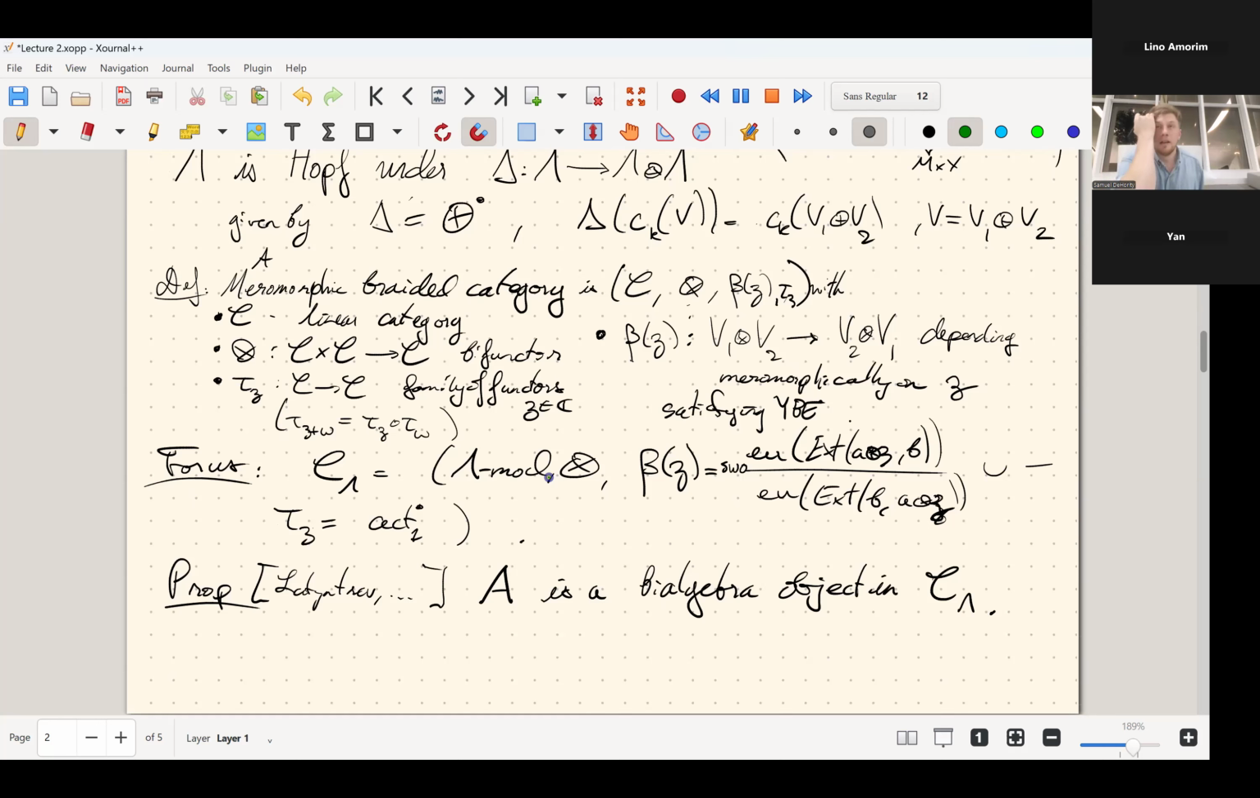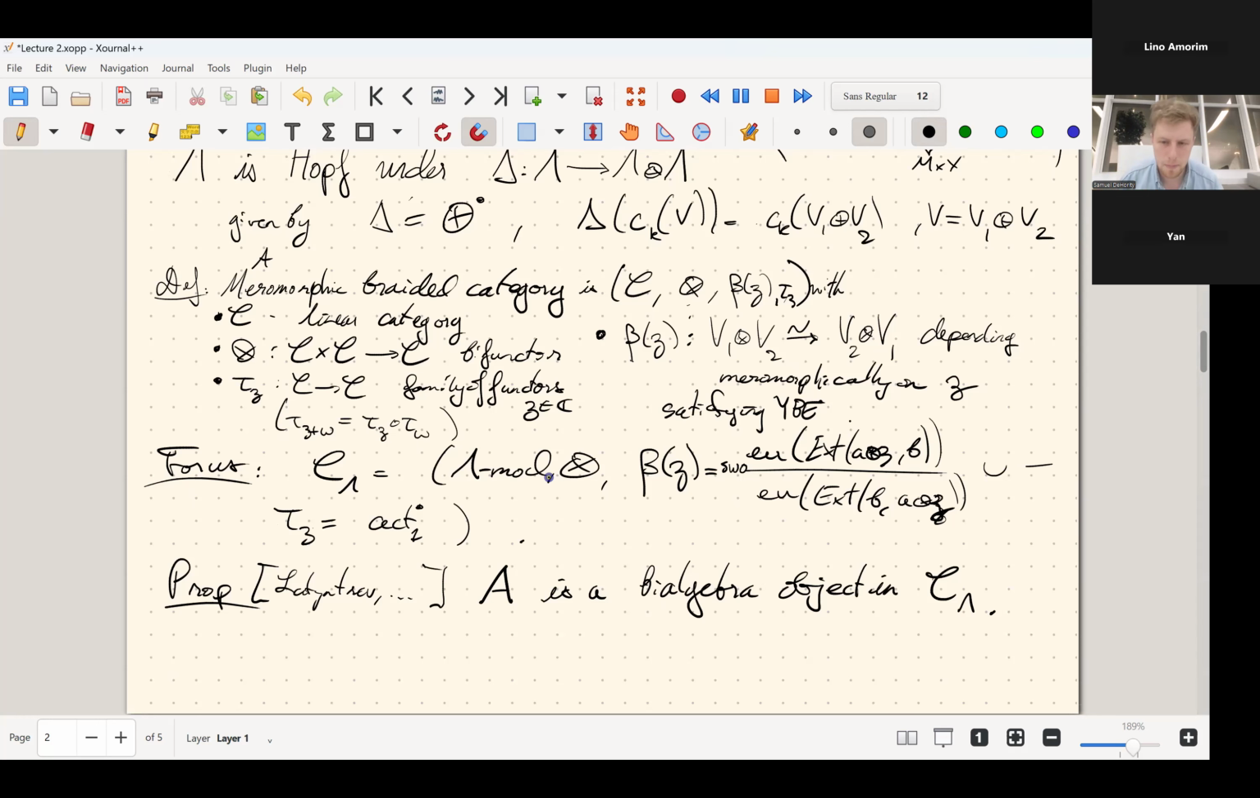And then we also require the existence of braiding, which is, for every object V1 and V2, an isomorphism between the two ways of taking the monoidal structure, which depends meromorphically on Z. So it might not be defined for all values of that parameter.